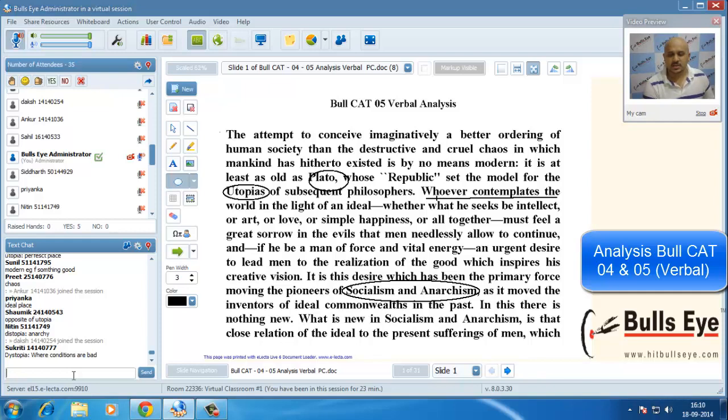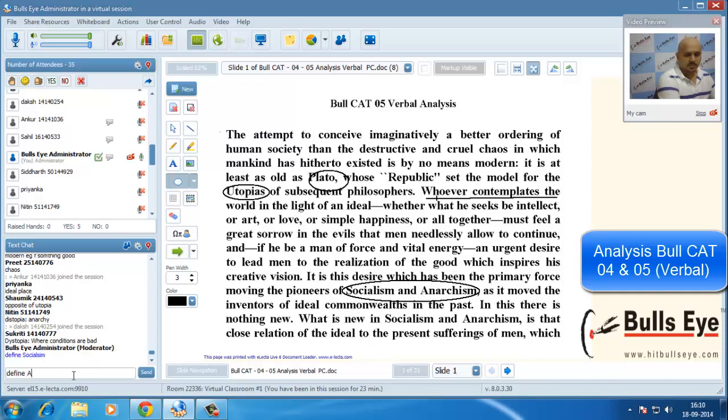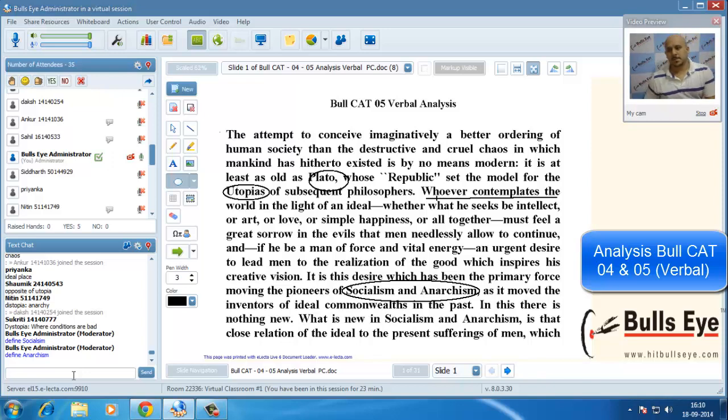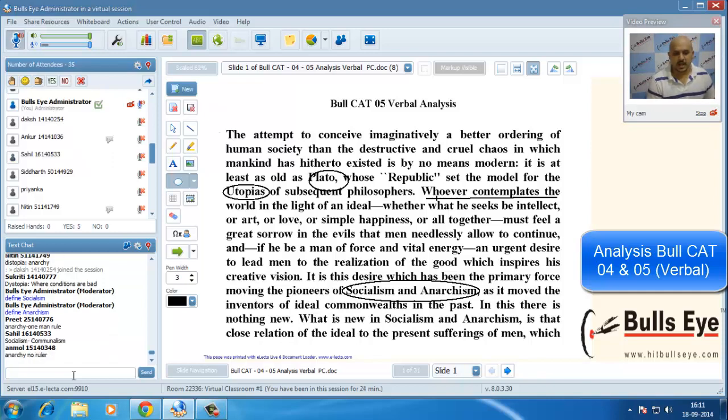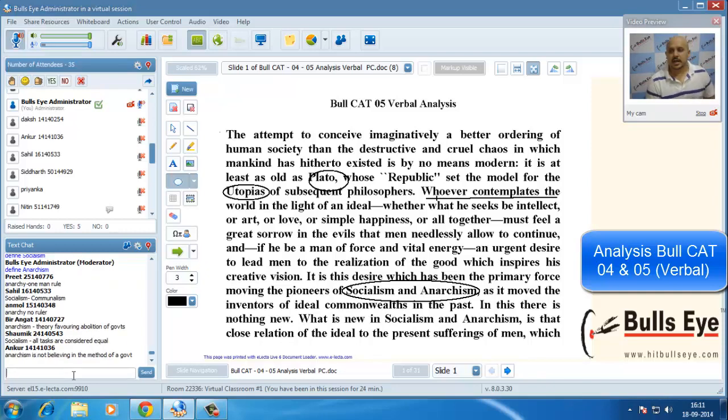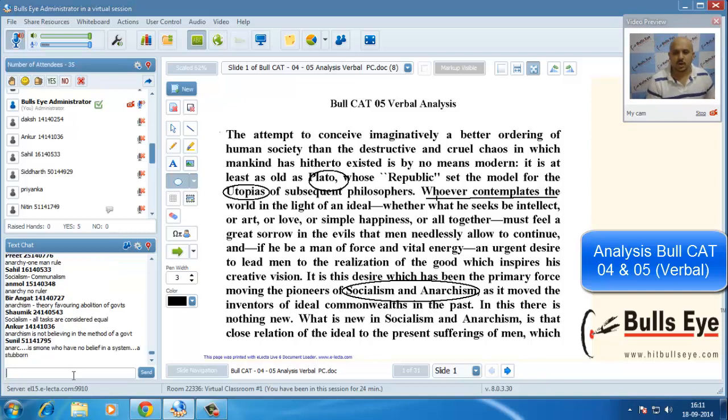Next question for you guys. What is socialism and what is anarchism? Now, this particular question is important from the point of view of the passage. Define socialism, define anarchism. Sahil, anarchy is not one man rule. Preet, it is not one man rule. One man rule is autocracy.